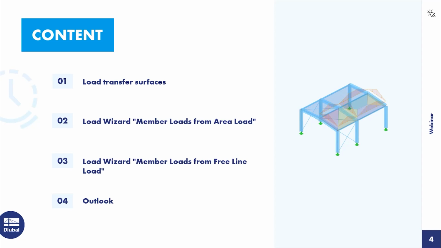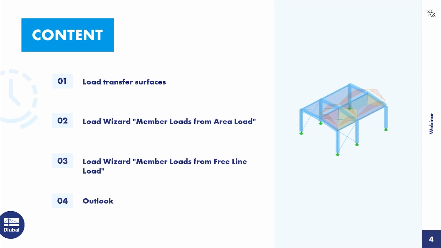Of course, we will have a look at the different possibilities of load transfer in Rfem 6. First of all, we have the feature load transfer surfaces, and this will also be the main part of the webinar. But I also want to show you the 2 load wizards, which have the possibility of load transfer. And this is the load wizard member loads from area load and member loads from free line load. Last but not least, I would like to give you a small little outlook for planned features in comparison with the load transfer function.